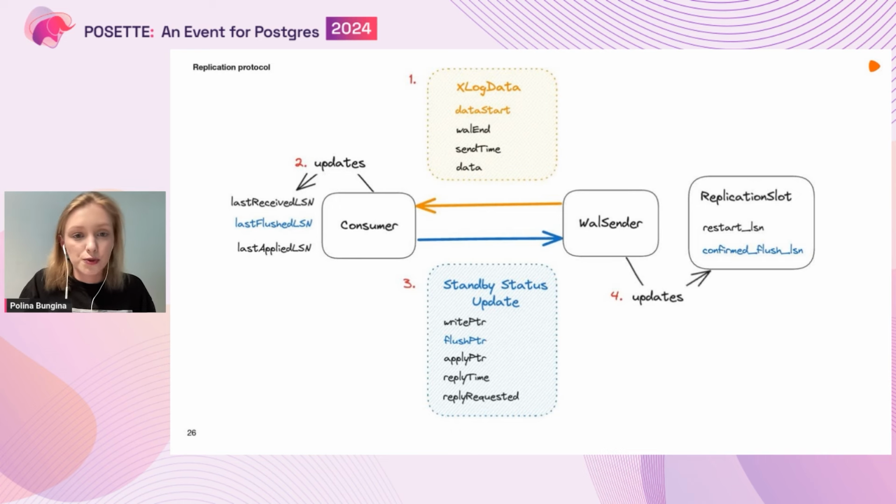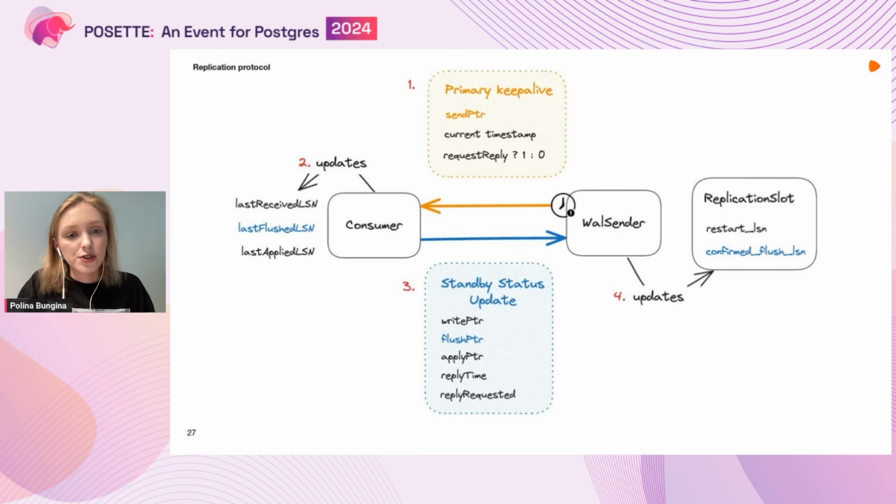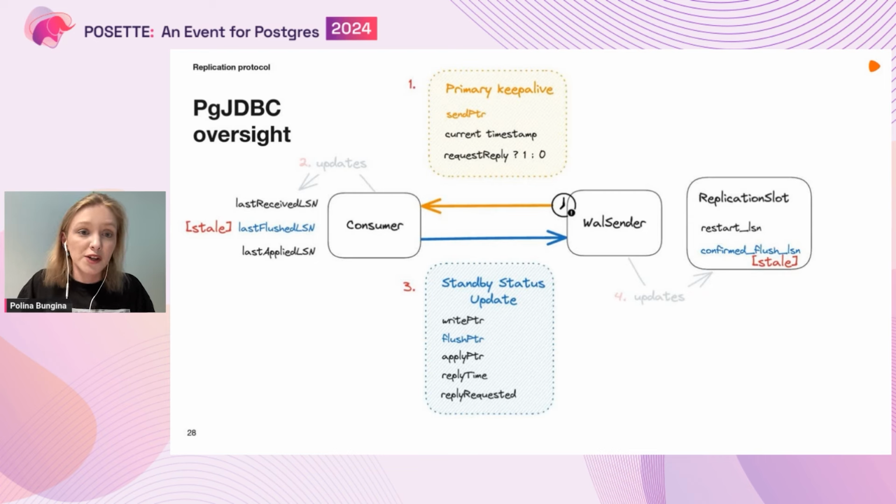And looking at this schema, you would probably say that if nothing is produced for the publication, the slot will not be moved forward. For that reason, there's a special message called primary keepalive message, which sends the current position of the WAL sender decoder to the consumer. This position can also be used for updating the internal state and responding back to the WAL sender to allow the replication slot to be advanced. But unfortunately, it's quite often forgotten.